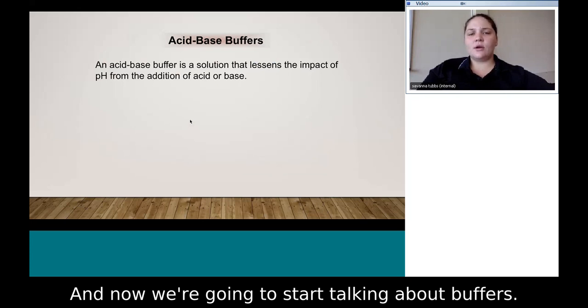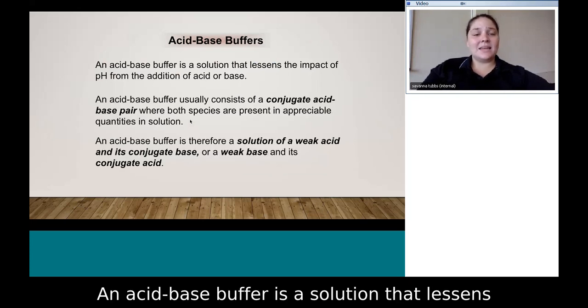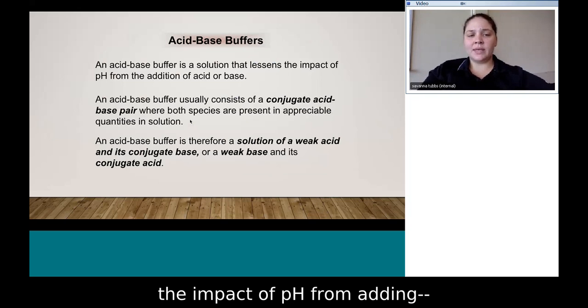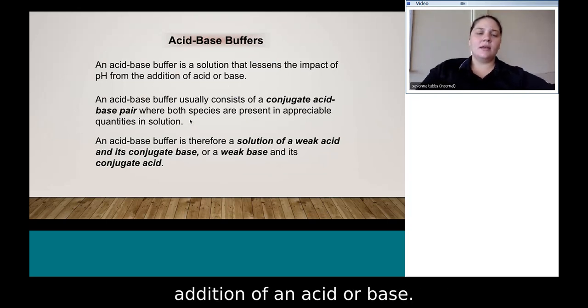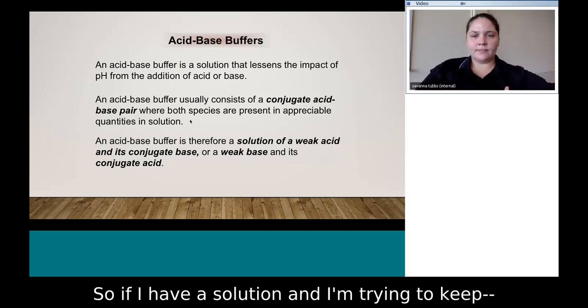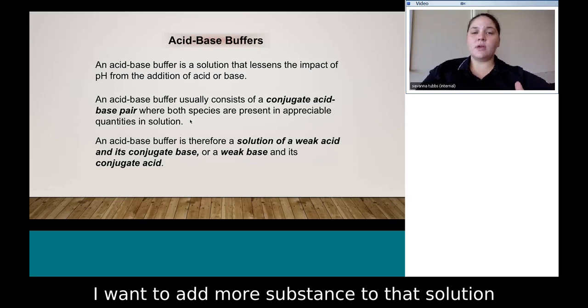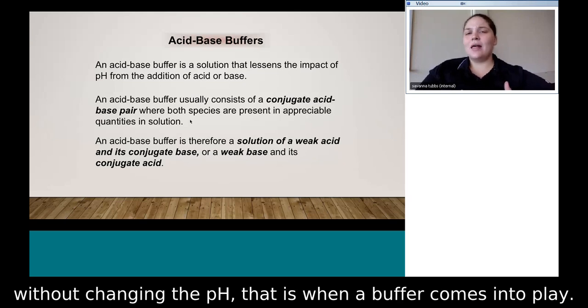And now we're going to start talking about buffers. An acid-base buffer is a solution that lessens the impact on pH from addition of an acid or a base. So if I have a solution and I want to add more substance to that solution without changing the pH, that is when a buffer comes into play.